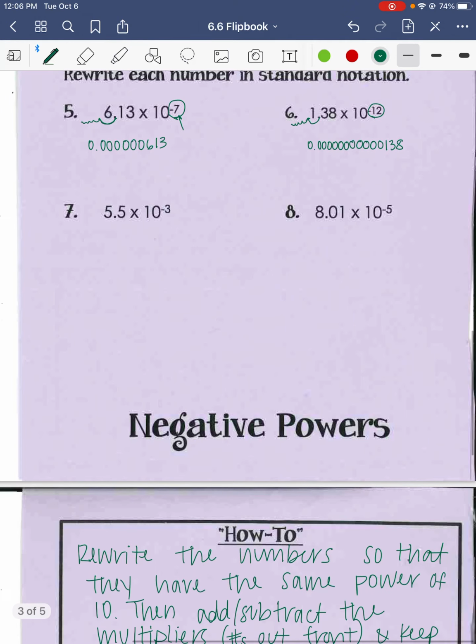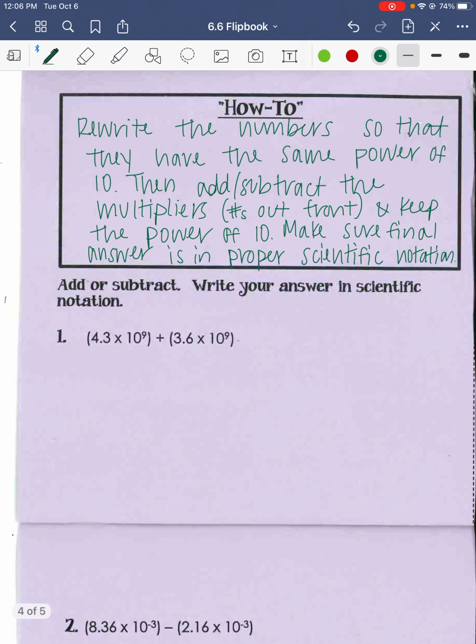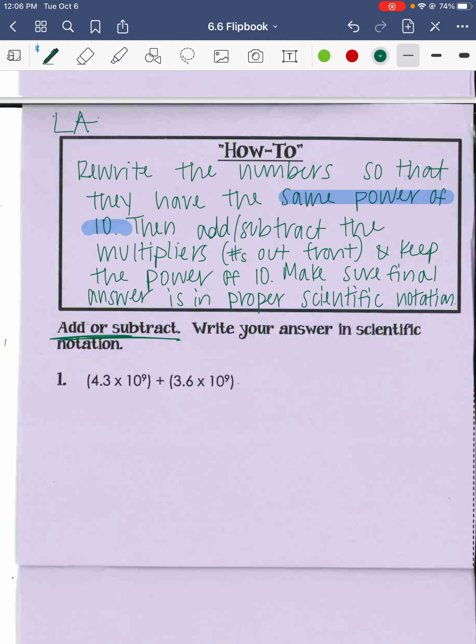We're going to move on to adding and subtracting these numbers, okay? So when you're adding or subtracting, you're going to first write the numbers so that they have the same power of 10. That means the exponent on the tens need to be the same, okay? And remember, if you need to rearrange it, you need to use your LARS acronym, okay?